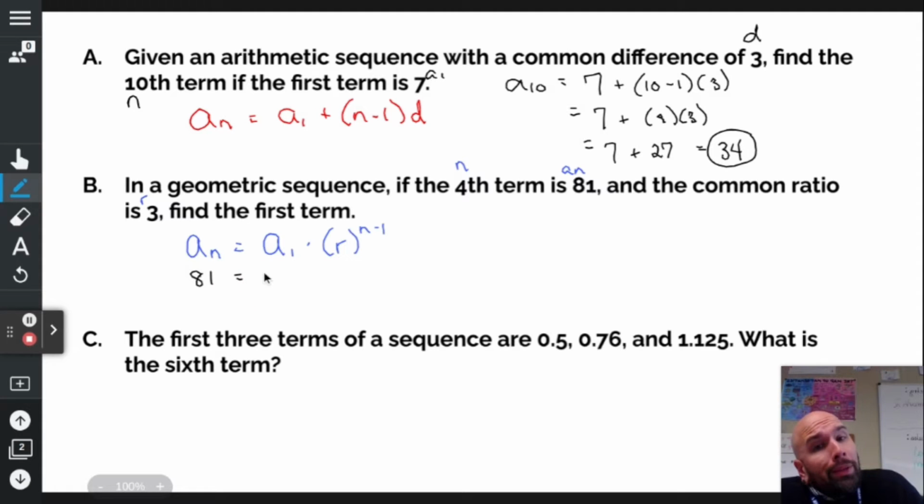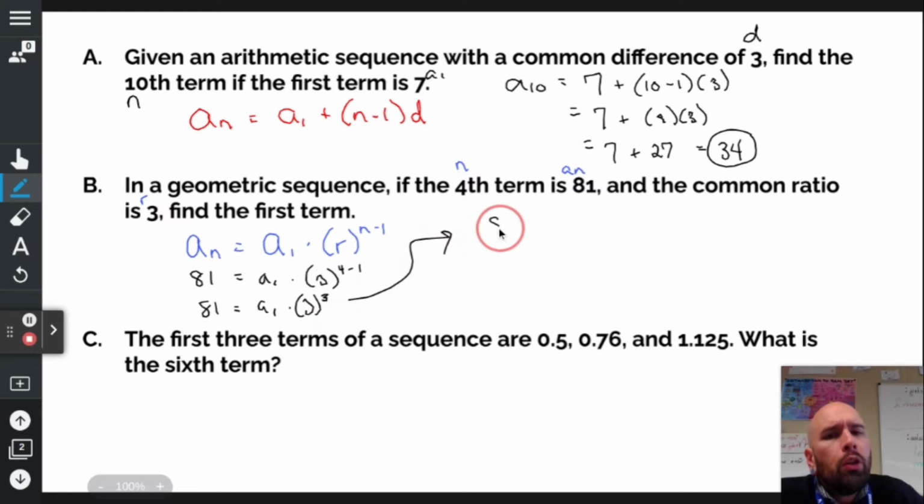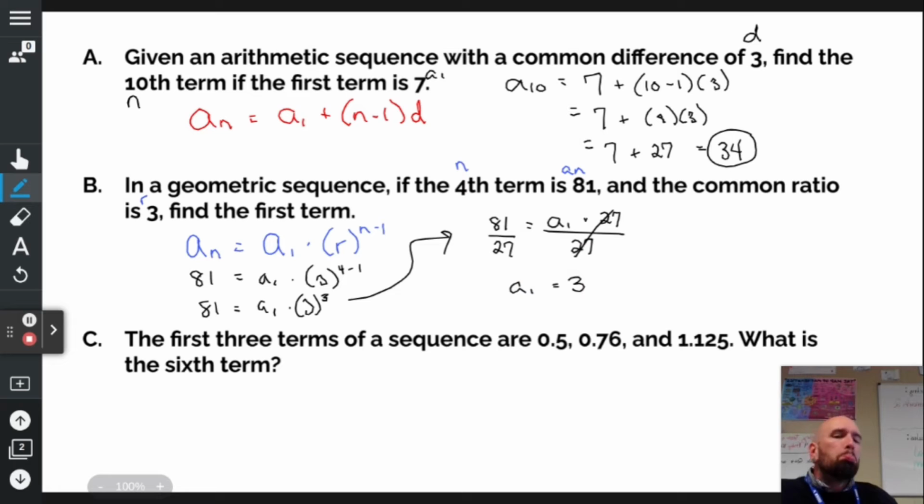That's going to equal the first term, which is, I don't know, times r, which is 3, to the n, which is 4, minus 1 power. Okay, 81 is going to equal A sub 1 times 3 to the third power. 3 to the third power is 27. So I've got 81 equals A sub 1, the first term, times 27. Divide both sides by 27. It looks to me that that first term is 3. Not so bad.